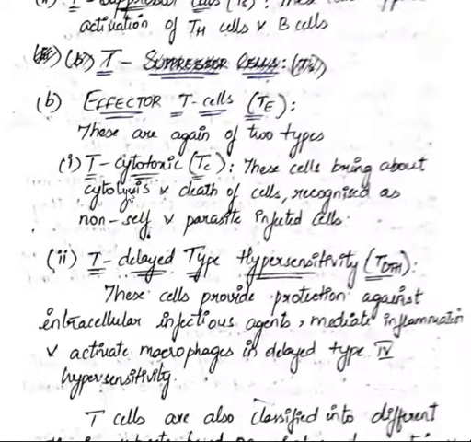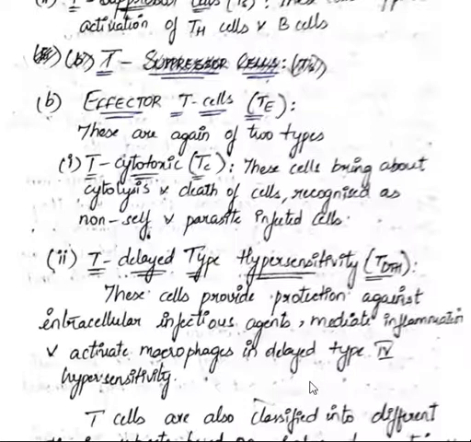So that's how the T cells involved in the lysis of the cell are considered T cytotoxic cells. Then coming to another type of T effector cells, that is T delayed type hypersensitivity, that is TDTH. These cells provide protection against intracellular infectious agents, mediate inflammation and activate macrophages in delayed type 4 hypersensitivity. We will discuss hypersensitivity in detail in another video or another part. You can go through it. So these TDTH cells are mainly involved in delayed type 4 hypersensitivity.